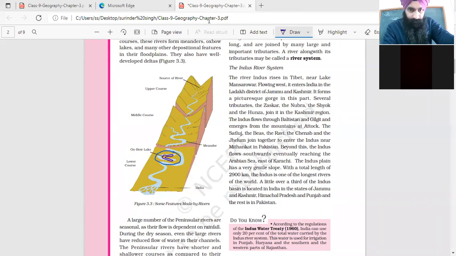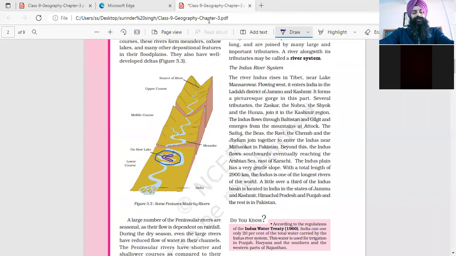Any other questions? The Kosi is called the Sorrow of Bihar because of the floods. Before 2005, the Kosi caused floods every year, which led to poor conditions for the farmers in parts of Bihar. In floods, they lost their crops. Crop failures occurred due to the floods. That's why it was earlier known as the Sorrow of Bihar.